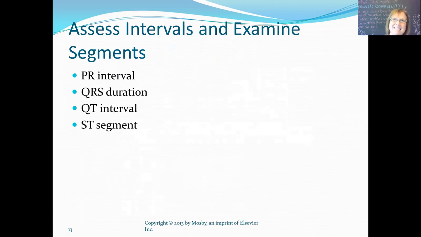The QT interval, and do you remember intervals include the wave plus the segment, and so that is the beginning of the Q, whether you come down in a Q or you go straight into an R, we call it the same thing. The Q of the QRS all the way to when we come back down to the isoelectric line, hopefully, and then right before we start that upward deflection for our T wave, so the QT interval.